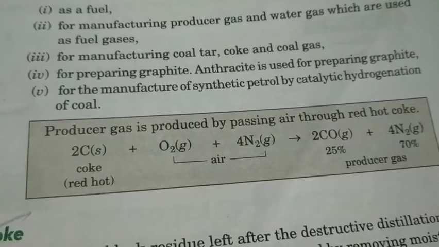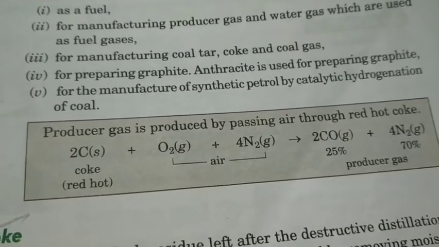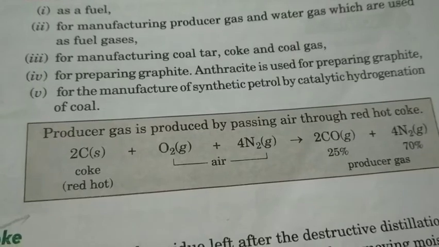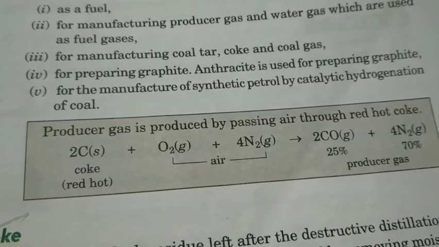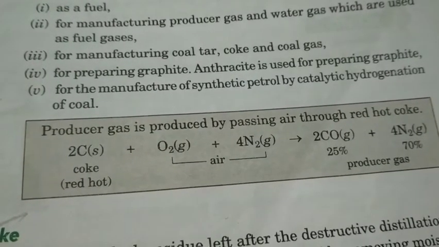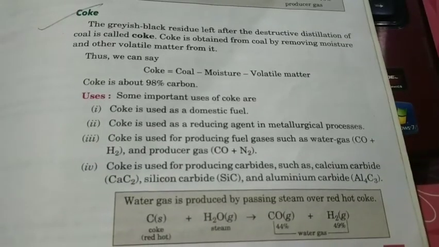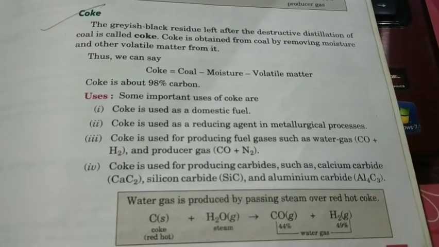These oxygen and nitrogen gases present in air form carbon monoxide 25% and nitrogen gas 70%. These are the producer gas. Now let's see some of the uses of coke.